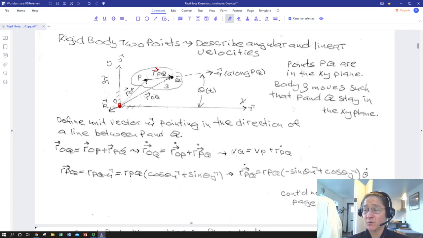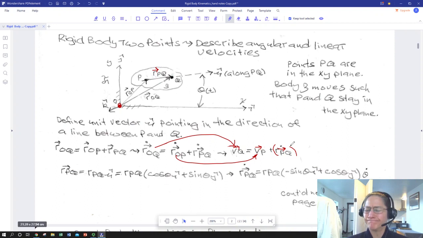Let's take the first time derivative and get the velocities. So we got a dot. We've taken the first time derivative. So this would be like saying VQ, first time derivative. This is like saying VP. And now we've got this time derivative of RPQ. And these should actually all be vector quantities. Didn't have our arrows on these like we could have.